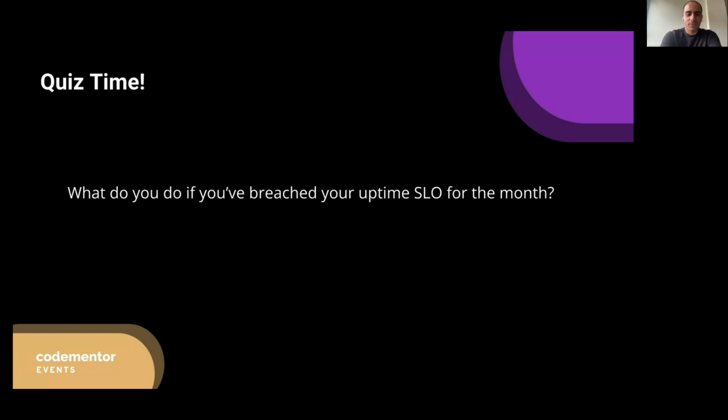So the question here is, what happens if you breach your SLO for the month, right? You haven't yet breached your SLA, but you have breached your SLO, and now you're in the danger zone. If you don't stabilize the system, you will eventually breach your SLA. So what do you think? And 2, 3 more weeks to go before the month ends.